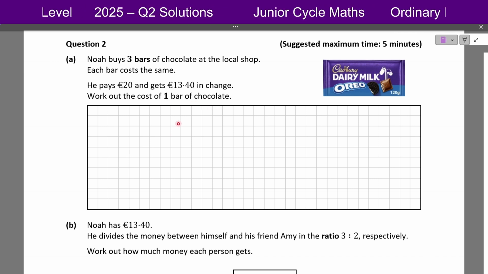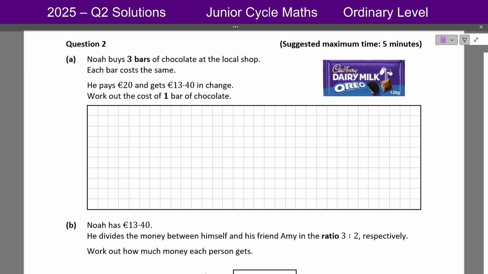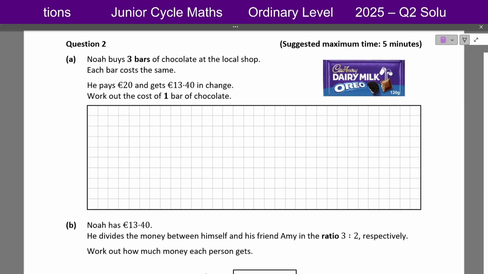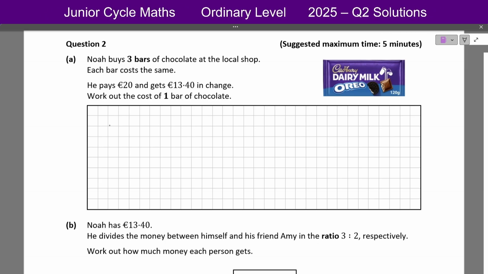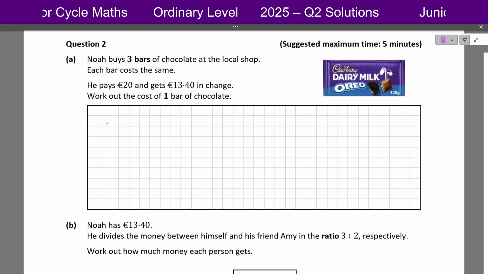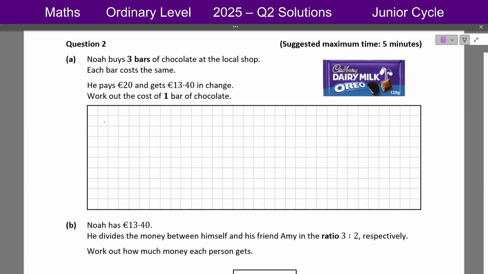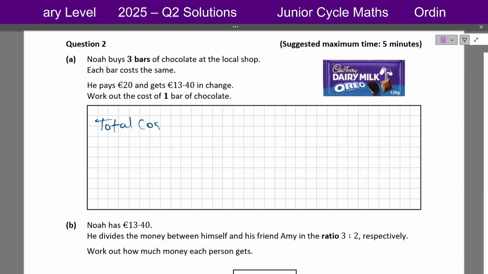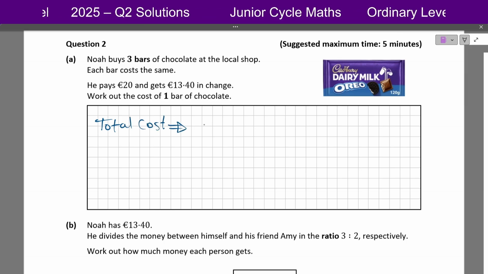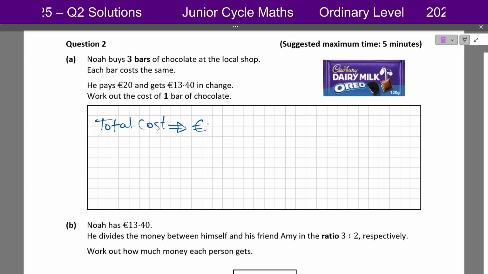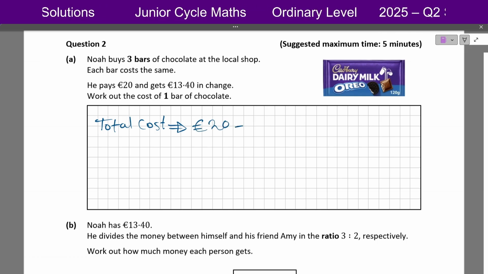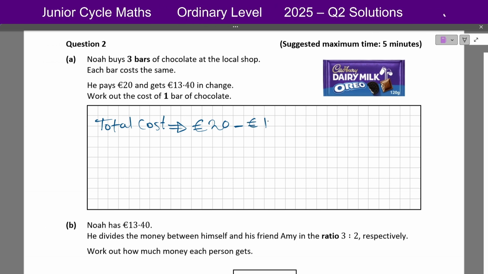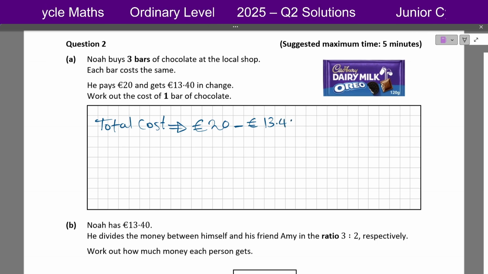Okay, so the answer is very simple, since we know the amount of the change that he got. All we have to do is calculate the total cost first. We know that he paid 20 euros and he got back 13 euros and 40 cents.